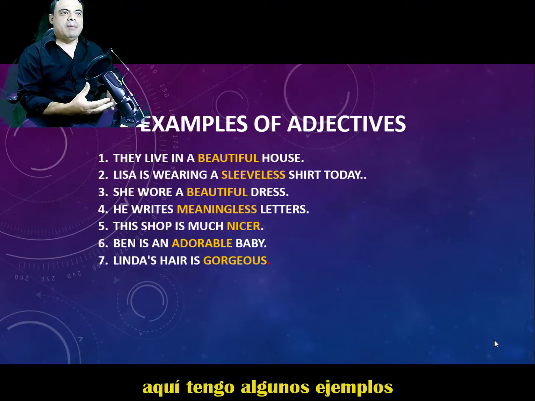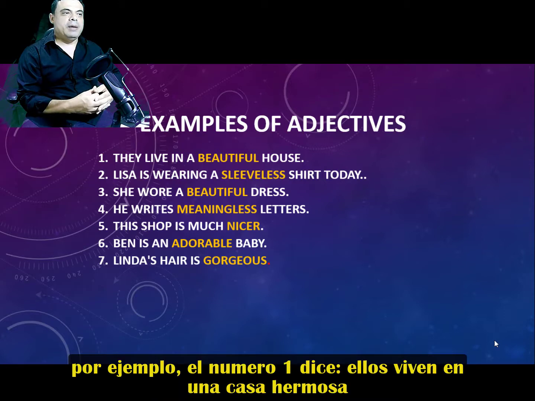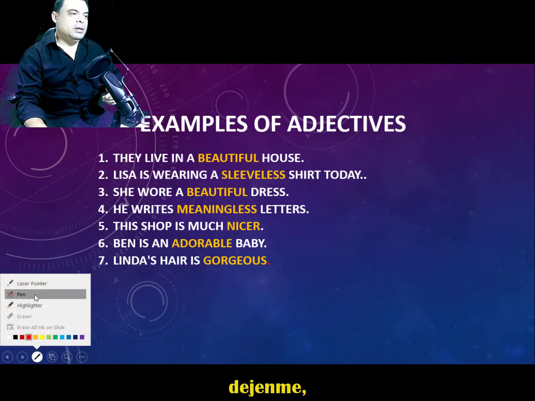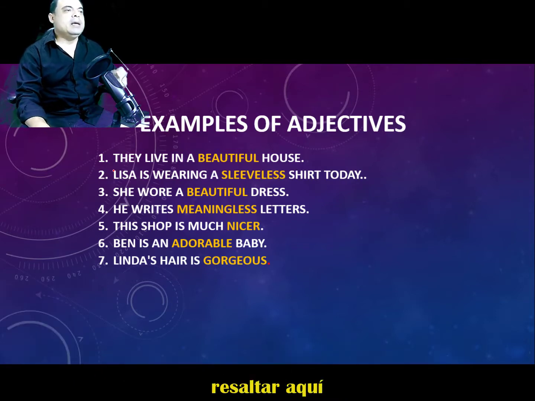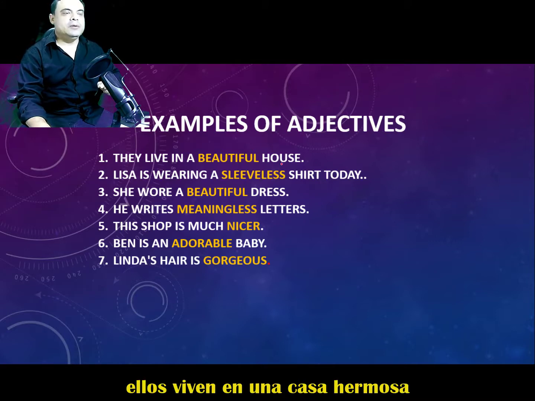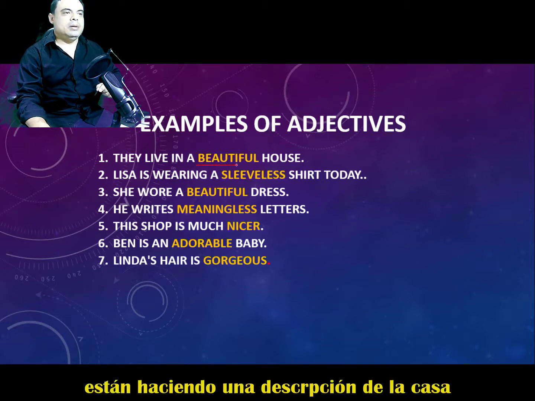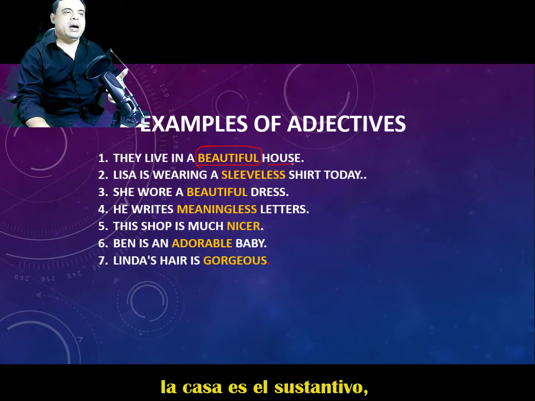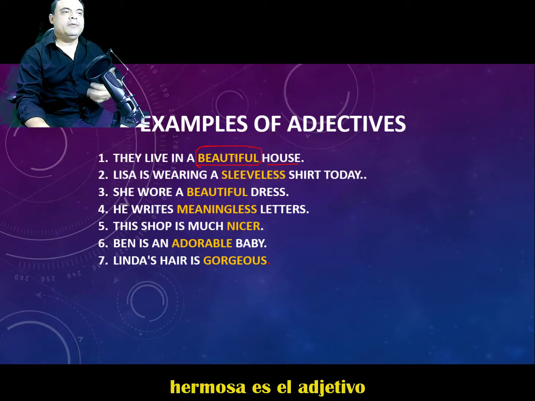Here I have some examples. For example, number 1 says, they live in a beautiful house. So let me highlight here. They say, they live in a beautiful house. Here is making a description of the house. So they're saying that the house is beautiful. The house is the noun and beautiful is the adjective.